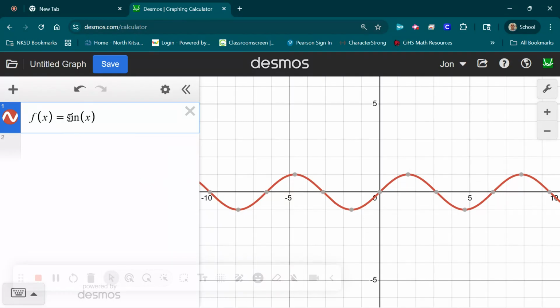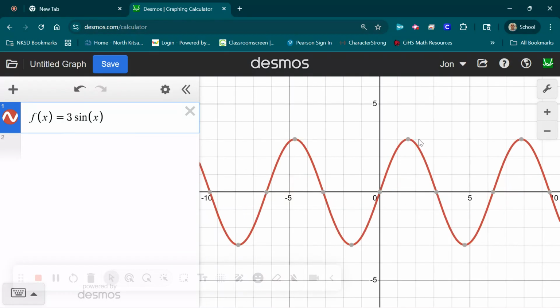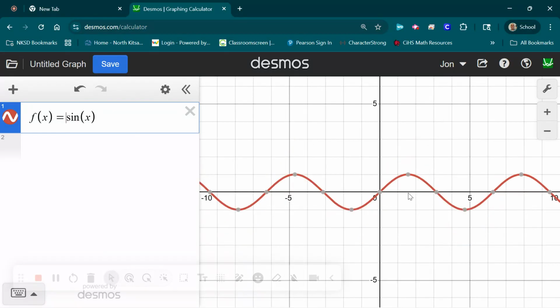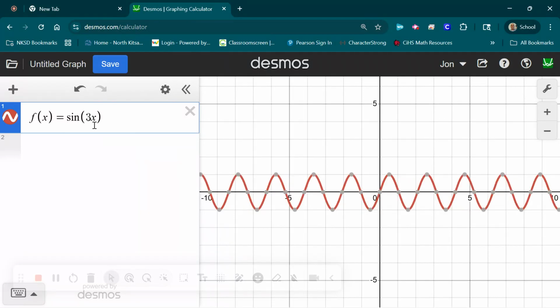If I put a 3 in front, do you see how it vertically stretches everything, makes everything further away from the x-axis? Now, if I put the 3 inside, it doesn't do anything at all like that. It compresses it, it shrinks it down, right?